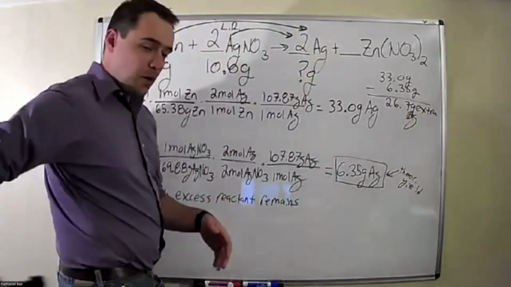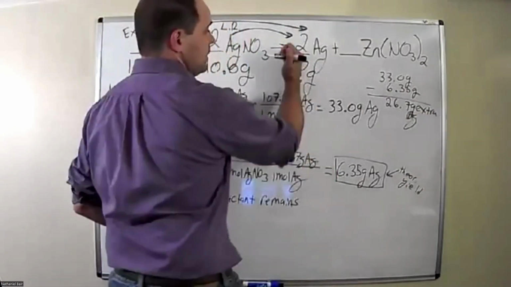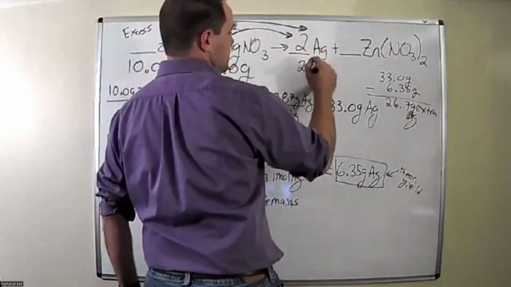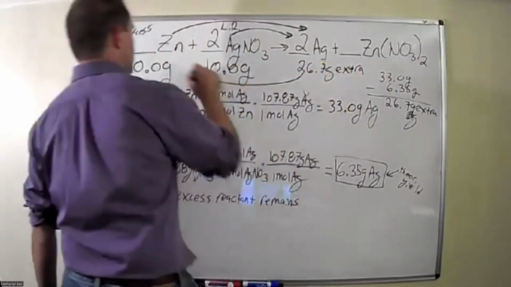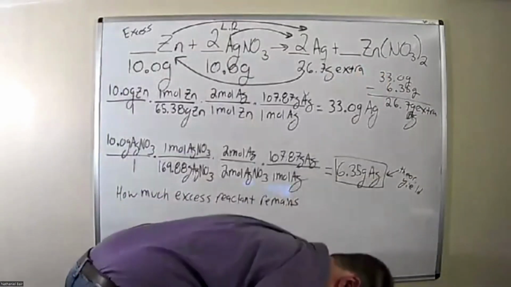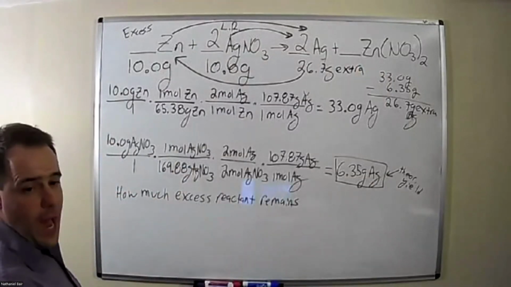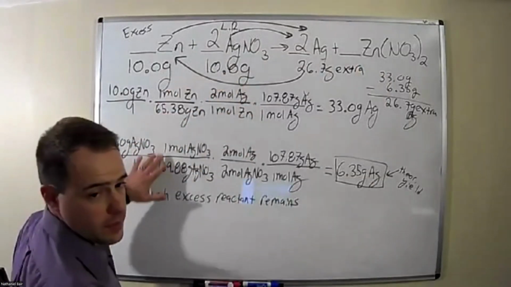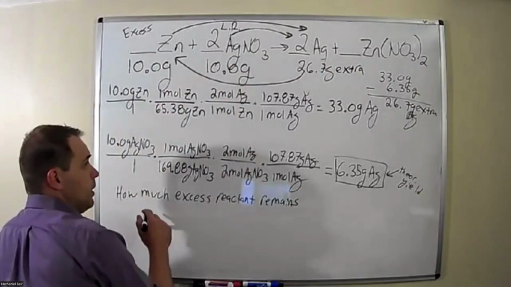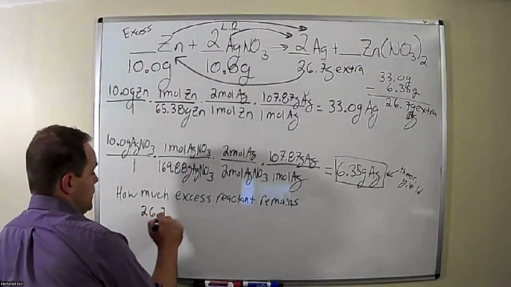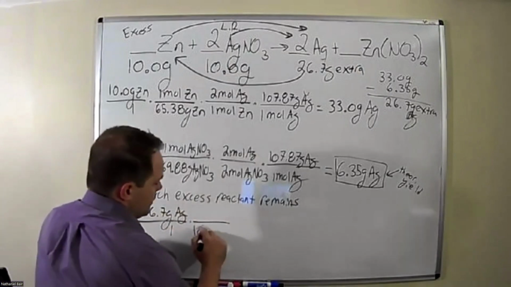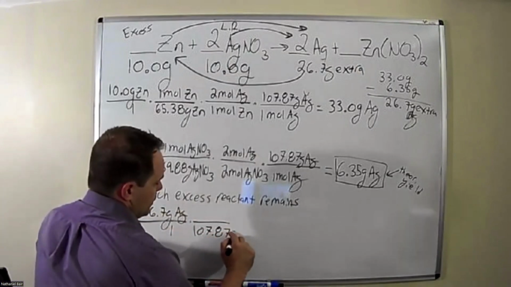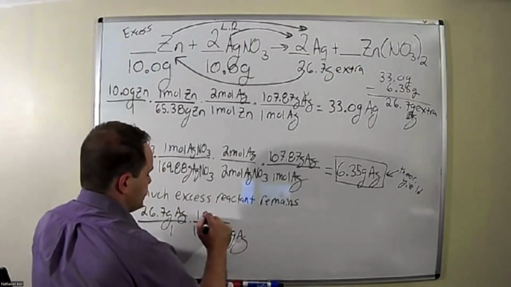All right. So now what we need to do is take the 26.7 grams of extra silver back to the excess reactant. It should be pretty fast because we have all the molar masses. So here we go: 26.7 grams of extra silver over 1, divided by the molar mass of silver, 107.87.